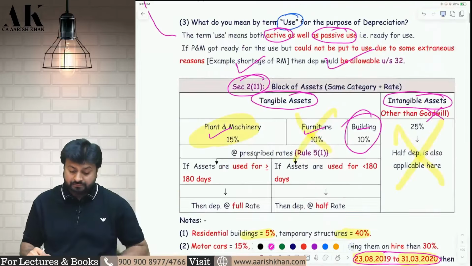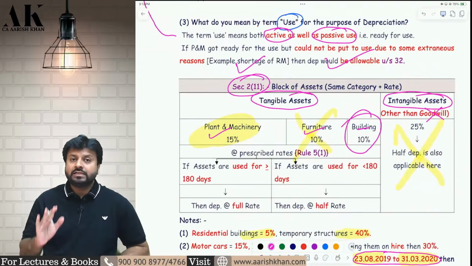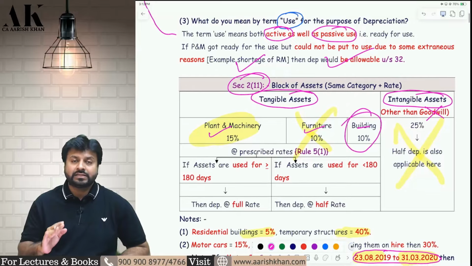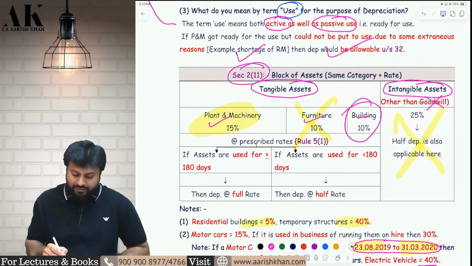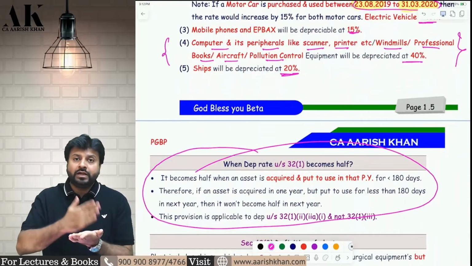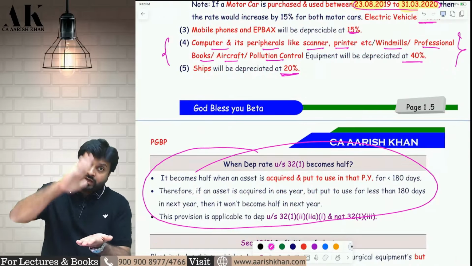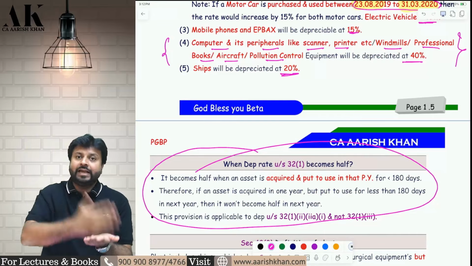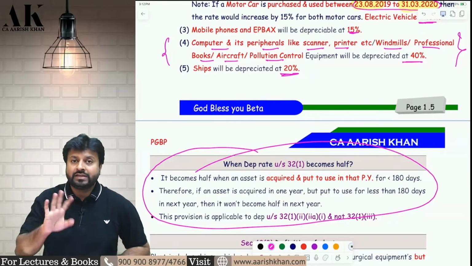Now, one important condition: if you purchase the asset and put to use for less than 180 days in the same year of purchase, then it will become half. Be very careful. If I purchase in 24-25 and if I put to use in 24-25 for less than 180 days, then it will become half in 24-25. Otherwise, it will not become half.